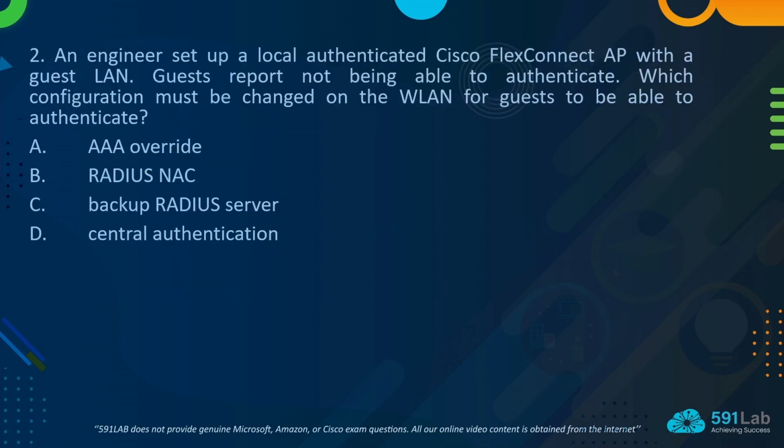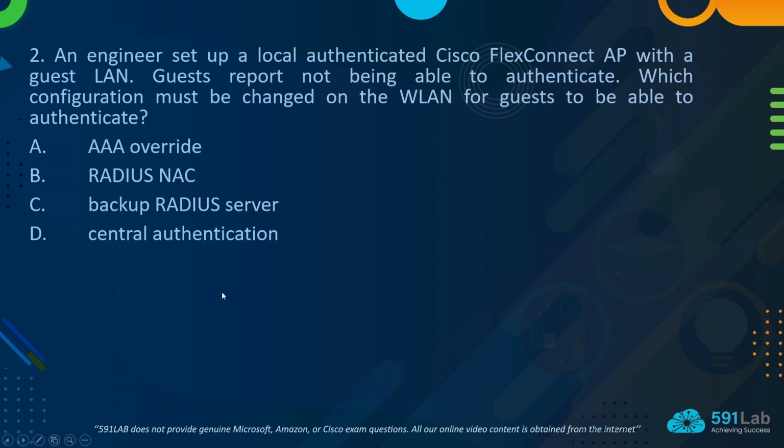Next one. An engineer set up a local authenticated Cisco FlexConnect AP with a guest LAN. Guests report not being able to authenticate. Which configuration must be changed on the wireless LAN for guests to be able to authenticate? Is it AAA override, RADIUS NAC, backup RADIUS server, or central authentication?